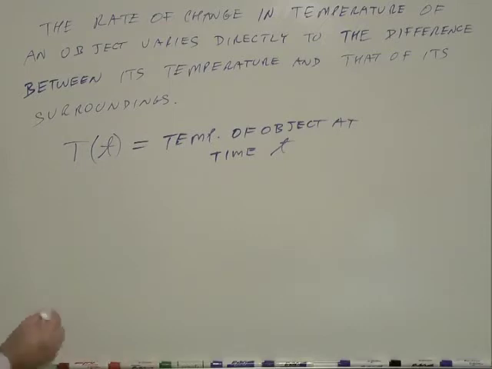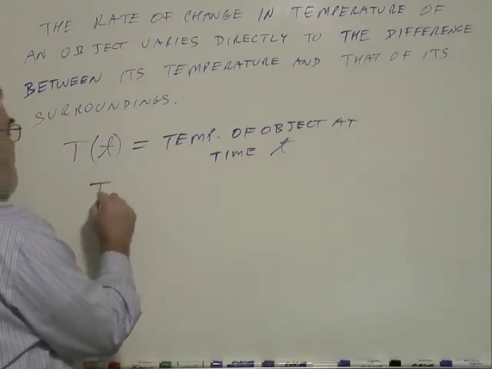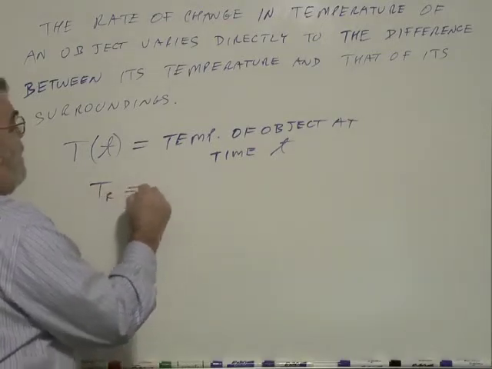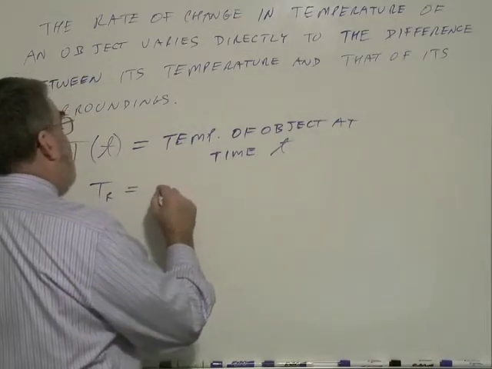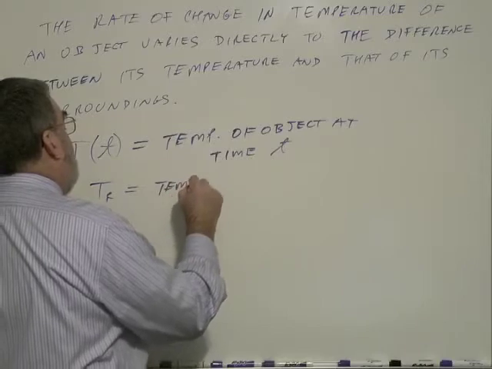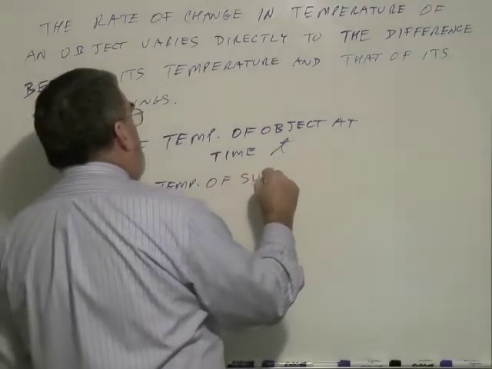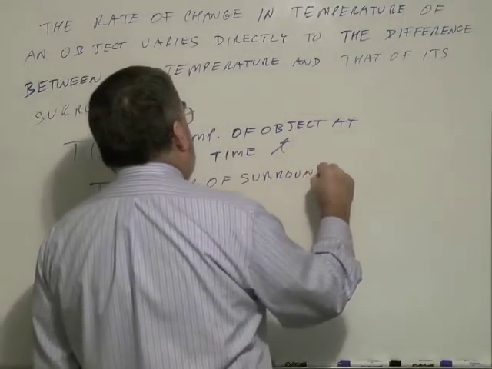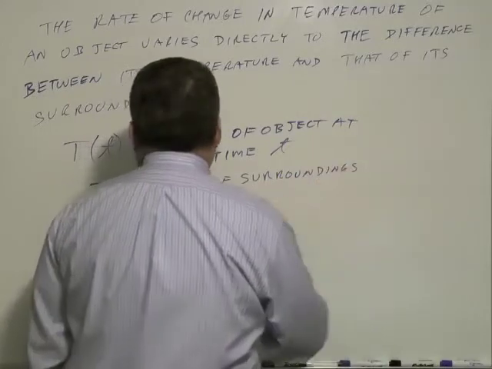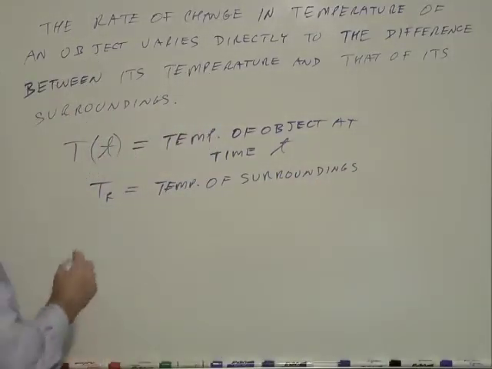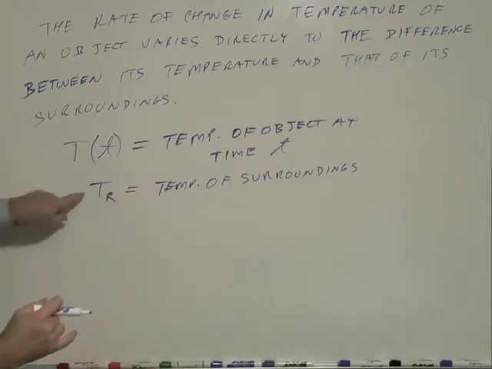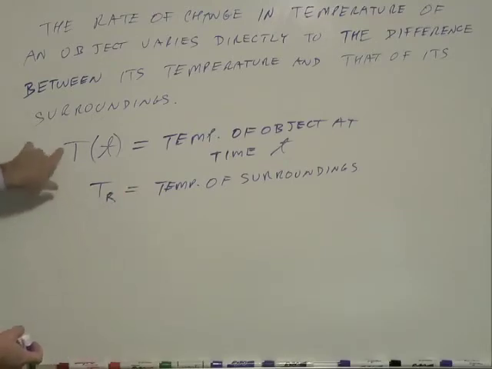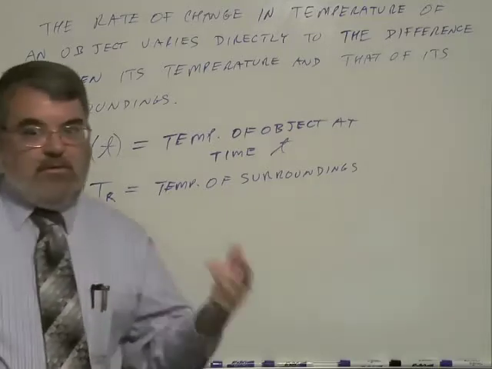And let's furthermore say that T R is the temperature of the surroundings. I put TR for temperature of room, but you can call it anything you want. Now, this will be a constant. This is assumed to be a constant. Of course, the temperature of the object is what's changing.